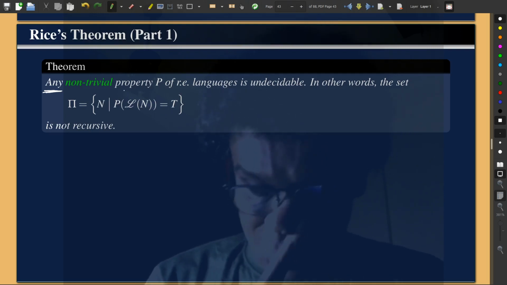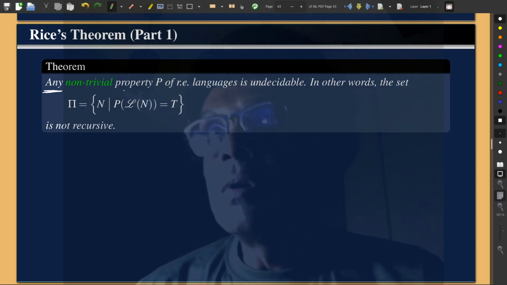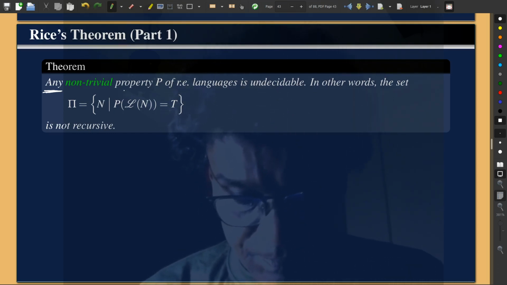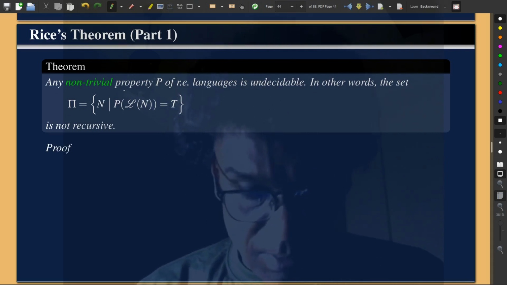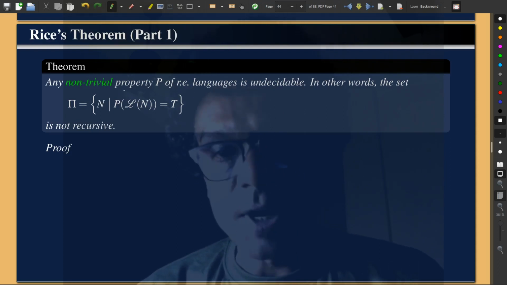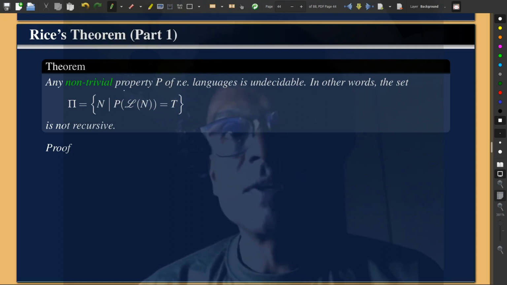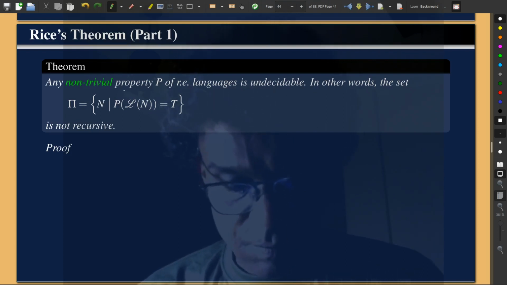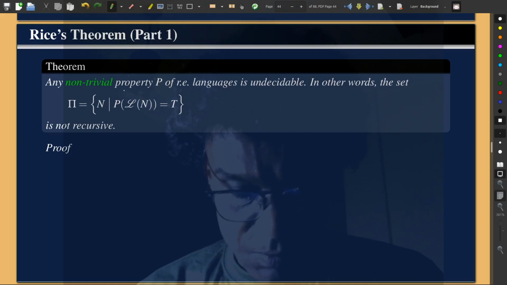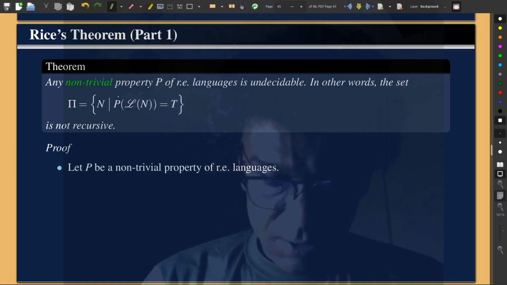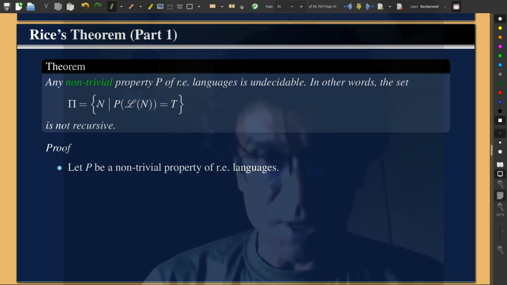Okay. So how do I prove that? This proof is not really very difficult. Given that we have seen several examples of reductions to prove undecidability or non-recursiveness of languages, this is not exactly a very difficult thing to prove. So let us now start with the definition. Let's say P is a non-trivial property. I have to show this language is not recursive. So we'll have a reduction from a non-recursive language to pi. And we will actually have a reduction from the halting problem to pi.